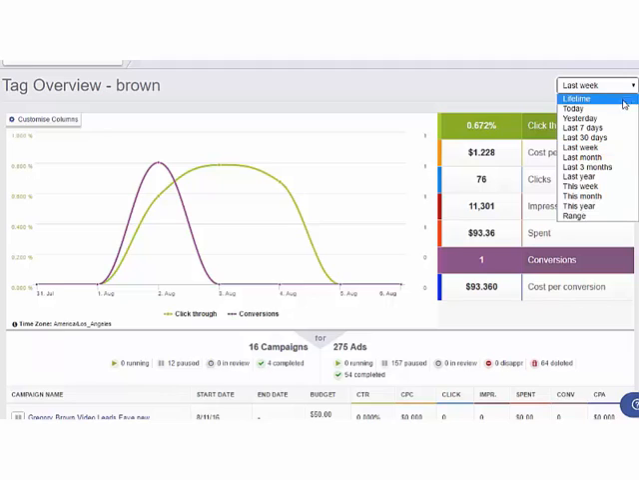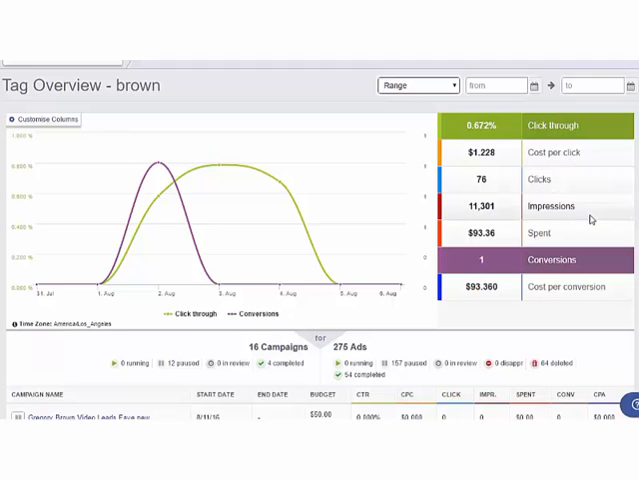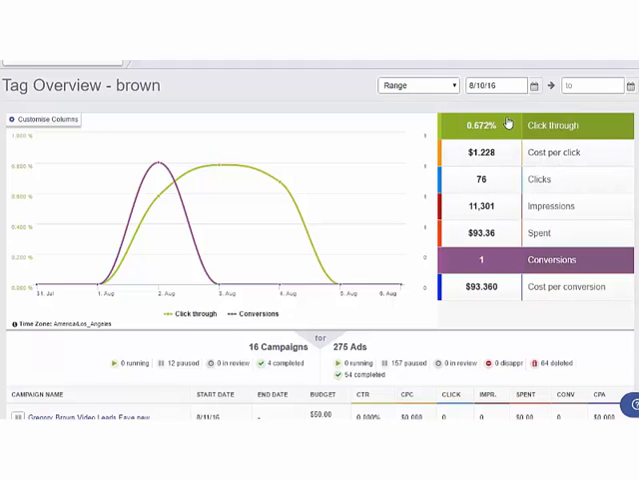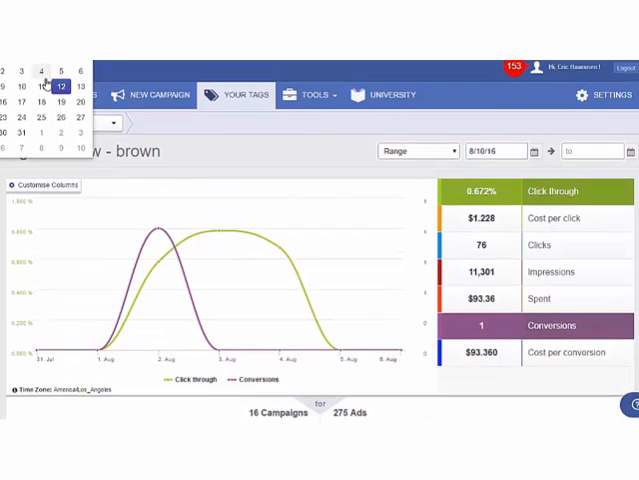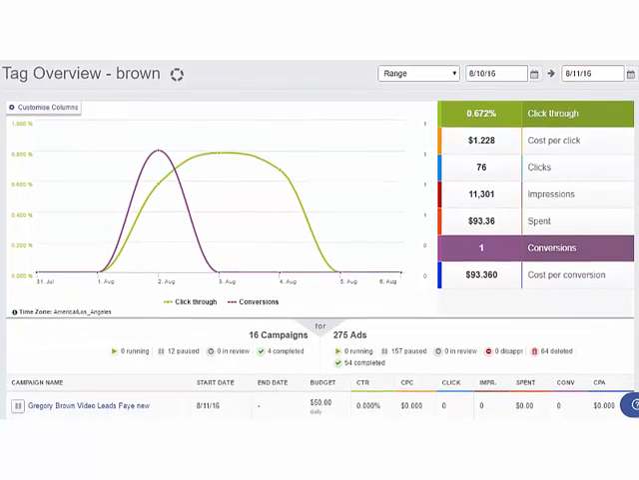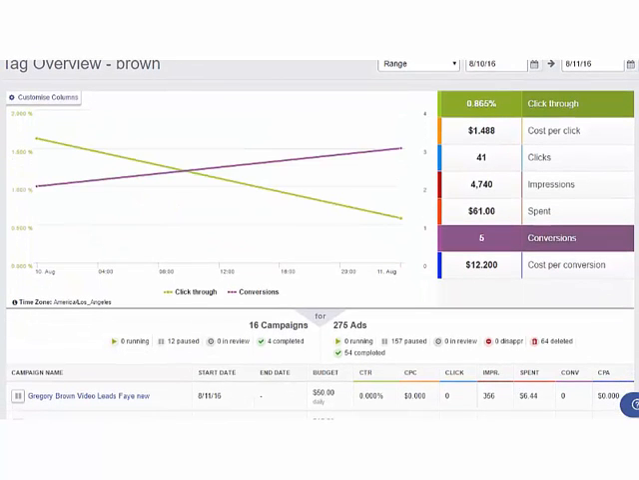So let's go to a date range. We ran the second campaign for only 24 hours, and it overlapped between the 10th and the 11th. So let's do that, and we'll let it refresh. And you can see our results here were so much better.